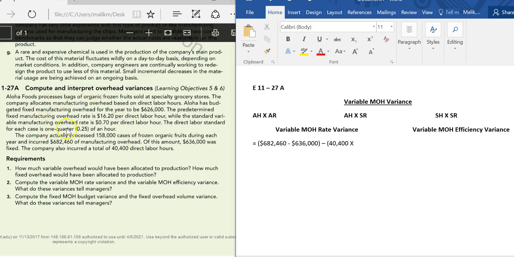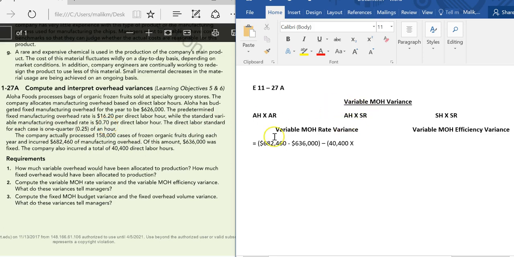Now we need to read the first paragraph. It says that Aloha Food processes bags of organic frozen fruits sold at specialty grocery stores, and they allocate the overhead based on the direct labor hours, and their budgeted fixed overhead is 626,000. Predetermined fixed manufacturing overhead rate is 16.20 per direct labor hour, while the standard variable manufacturing overhead rate is 70 cents per direct labor hour. Remember, this sentence is talking about standard rate, but one is for the fixed part, which is $16.20, and the other is the variable part. So the standard variable overhead rate is 70 cents.